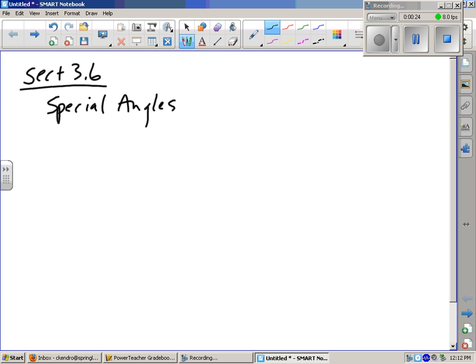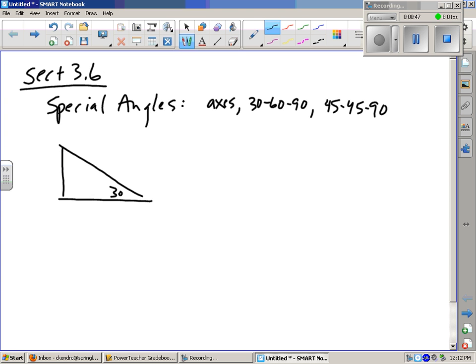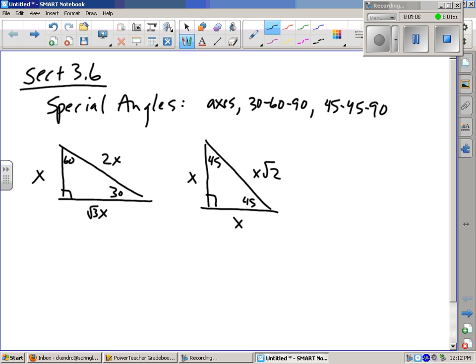And these are some that you've seen before. Special angles are like on the axes, and the 30-60-90s, and the 45-45-90s. You've seen 30-60-90s before. Let's do a quick recap here. If this is a 30, we got 60 up here. The short side is x, the hypotenuse is 2x, and this side is root 3 x. 45-45-90: we have x, x, x root 2. So just remember those when we start talking about the trig parts of these.